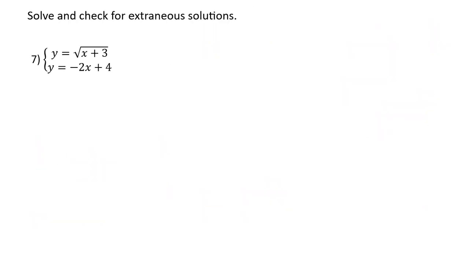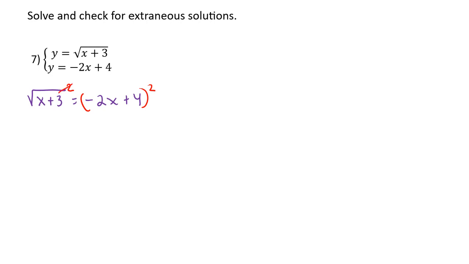All right, so now we're doing systems with a linear and a nonlinear. And it asks us to check for extraneous solutions, which we'll need to do because we have the square root equation. We're going to set them equal to each other. So the square root of x plus 3 equals negative 2x plus 4. We set them equal to each other because both equations are equal to y, so you can set them equal to each other.